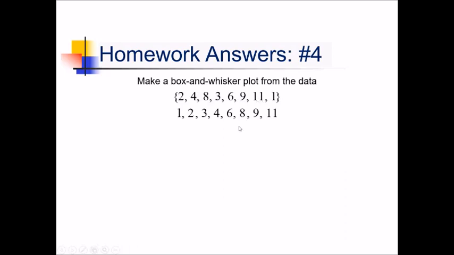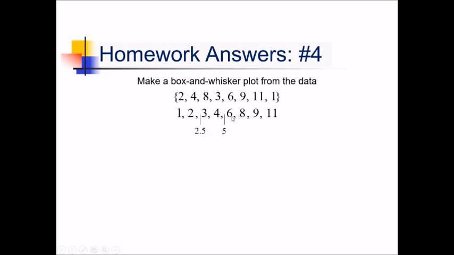So the median out of this bunch, we have 2 middle numbers, 4 and 6. Median's going to be the average of those, which is 5. And now we have to look at the median of the first half and the second half of the data. So our lower median, we've got these 4 numbers to consider, and we have 2 middle numbers, 2 and 3. So that lower median is going to be the average of those, which is 2.5.